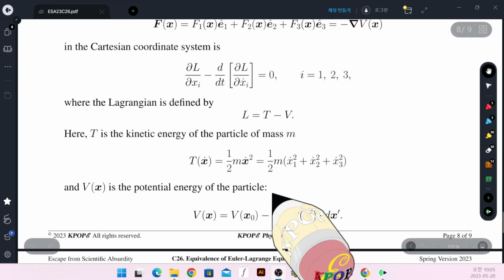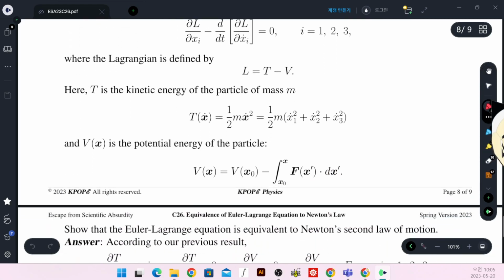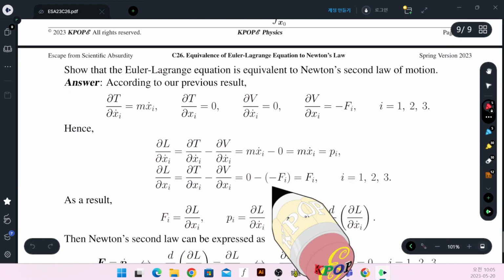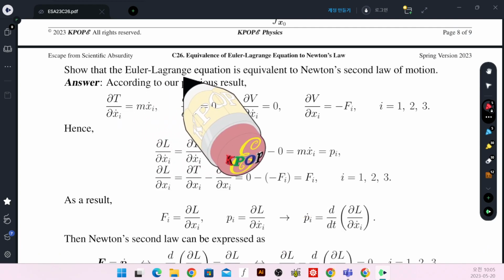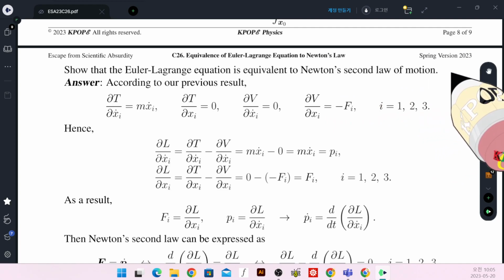Okay, I have corrected this one into boldface. Show that the Euler-Lagrange equation is equivalent to Newton's second law of motion.